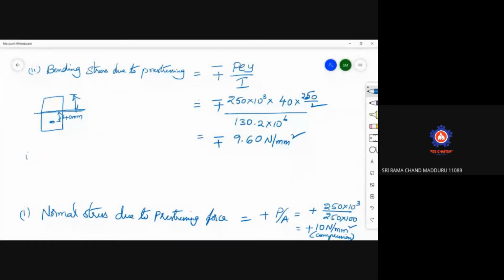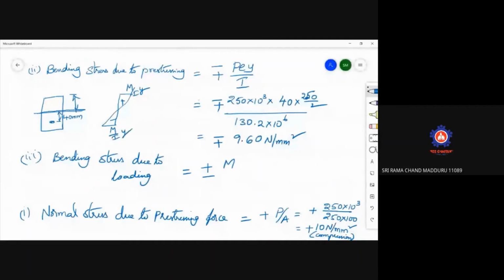Now the third one, bending stress due to loading. When I am writing bending stress due to loading, you have observed the top fiber is positive, bottom fiber is negative. Why is the top fiber positive here? When the beam is bending, we have already seen the stress distribution. This is positive, this is negative, which is M by I into Y. So that's why plus M by I into Y.